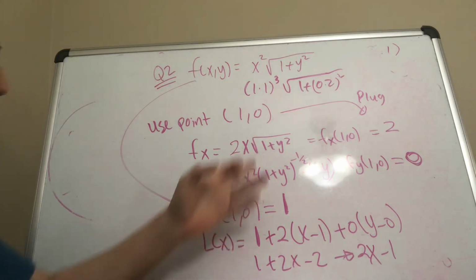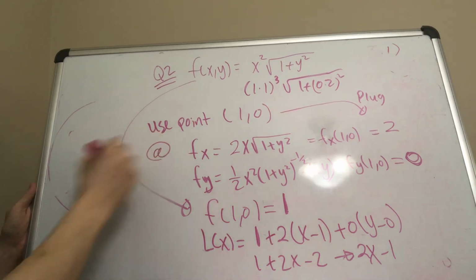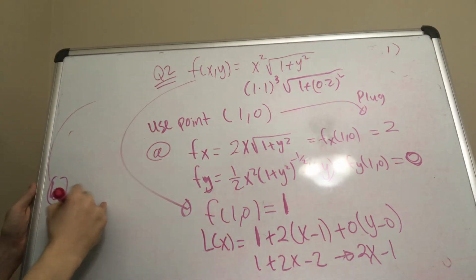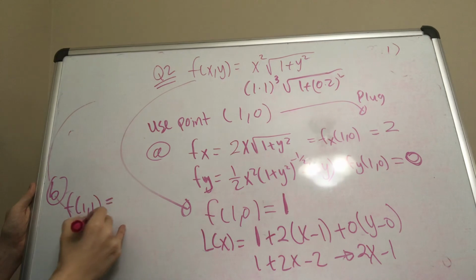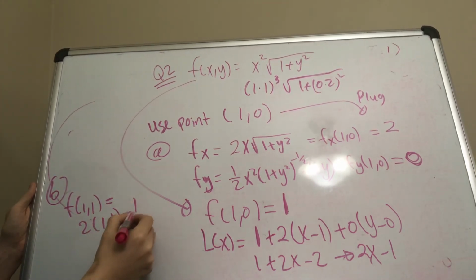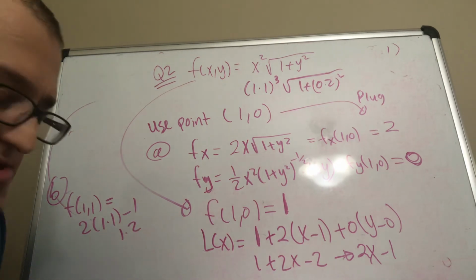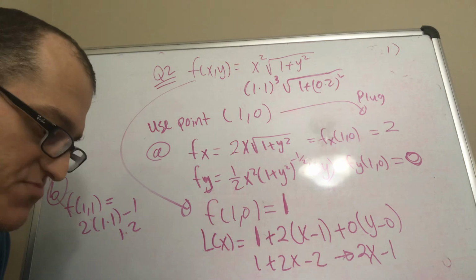What's the value of this at (1.2, 1)? That's the B answer. It would be 2 times 1.2 minus 1, 2.4 minus 1, 1.4. So that's roughly what the answer is for the linear approximation.